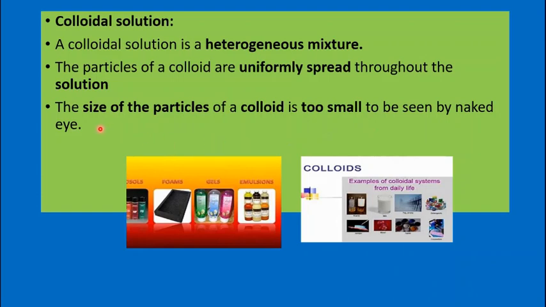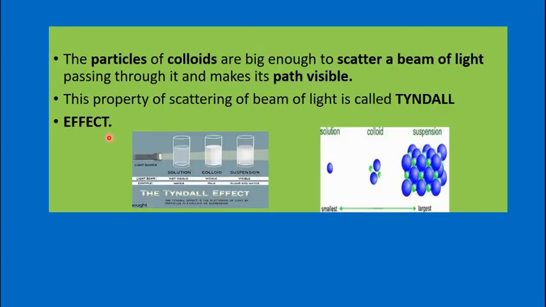We cannot see it. When 2 or 3 drops of milk are put into water, we cannot see the particles of the milk in it. But the solution is also not very clear. It is a heterogeneous mixture. The particles of a colloid are big enough to scatter the beam of light passing through it and make its path visible. So the particles of the solute are big enough to scatter the light. What is it called? The Tyndall effect. This property of scattering of a beam of light is called the Tyndall effect.